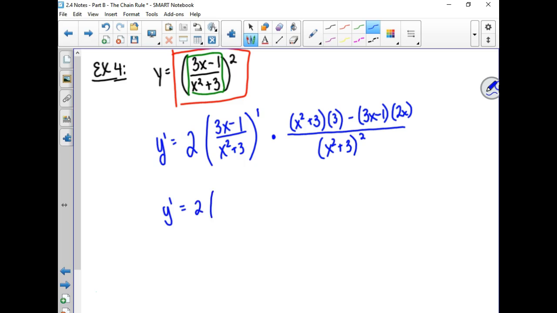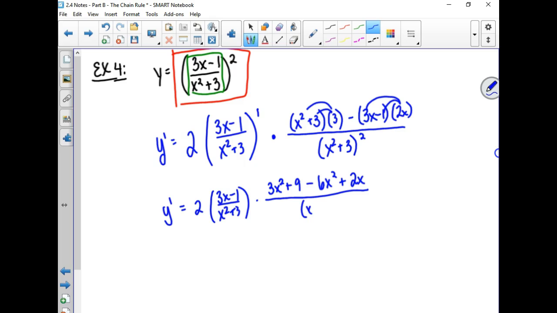So we are going to say 2 times 3x minus 1 over x squared plus 3 times, and then if we distribute this 3 here, we get 3x squared plus 9. Here, we're distributing this 2x, so we've got minus 6x squared. We're also distributing that negative right there, so if we're trying to do that all at once, it's like we're multiplying by negative 2x, so we're going to get plus 2x here, over x squared plus 3 squared.